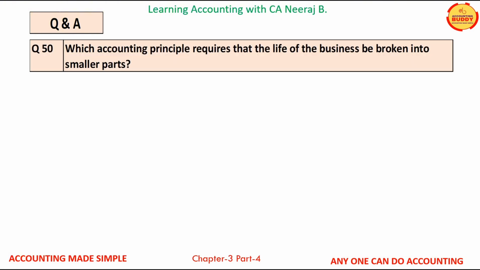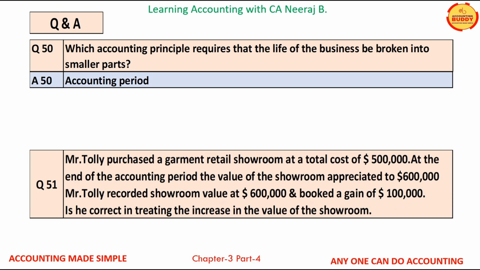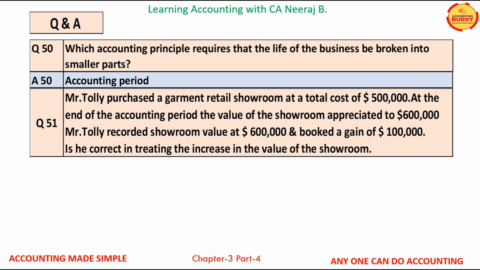Question number 50 on your screens is, which accounting principle requires that the life of the business be broken into smaller parts? The answer is accounting period. Question number 51. Mr. Tolley purchased a garment retail showroom at a total cost of $500,000. At the end of the accounting period, the value of the showroom appreciated to $600,000. Mr. Tolley recorded the showroom value at $600,000 and booked a gain of $100,000. Is he correct in treating the increase in the value of the showroom?